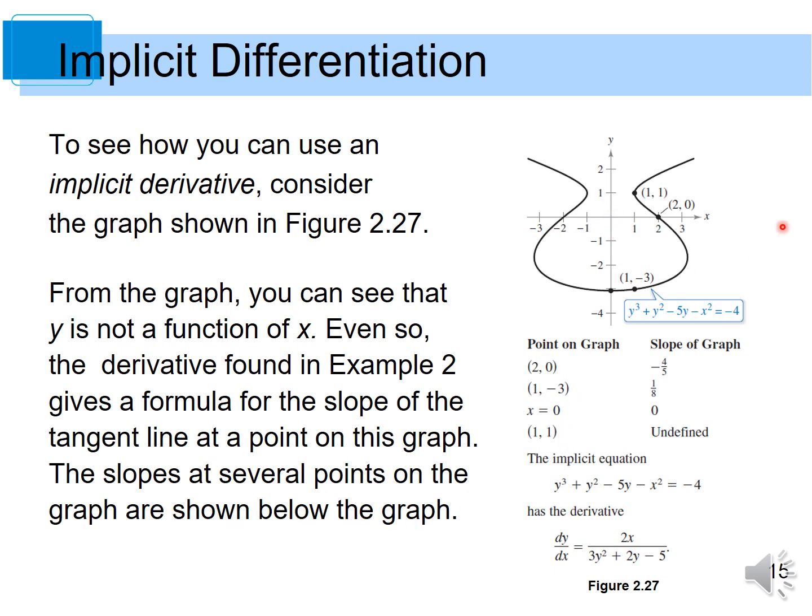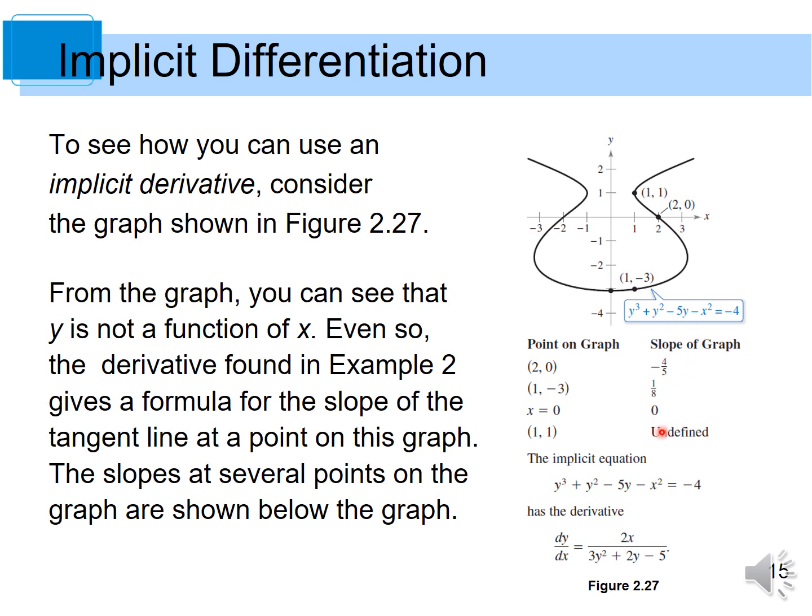Look at the graph here, and below the graph, the point (2, 0). The slope at this point is negative. And look at this point (1, -3). This is a tangent line here. The gradient is positive. The slope is positive, 1/8.